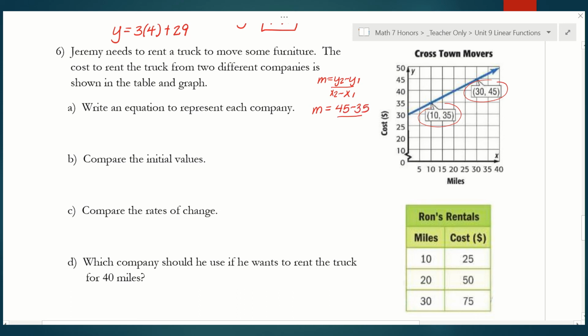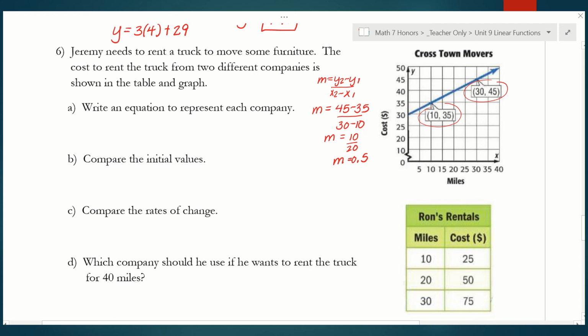My change in x is 30 minus 10, which gives me a slope of 10 over 20, and because we're talking money, I'm going to say that that's 0.5. Okay? To get my y-intercept, it's important that we prove that it is in fact 30. It looks like it's on 30, but we don't know that for sure.